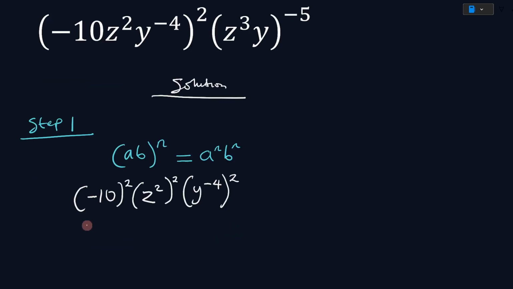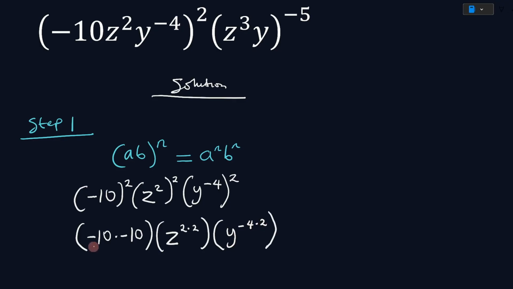This will now give us negative 10 exponential 2, the same thing as saying negative 10 multiplied by negative 10. This z squared to the power of 2 is still the same thing as saying z to the power of 2 multiplied by 2. And this is y exponential negative 4 multiplied by 2.